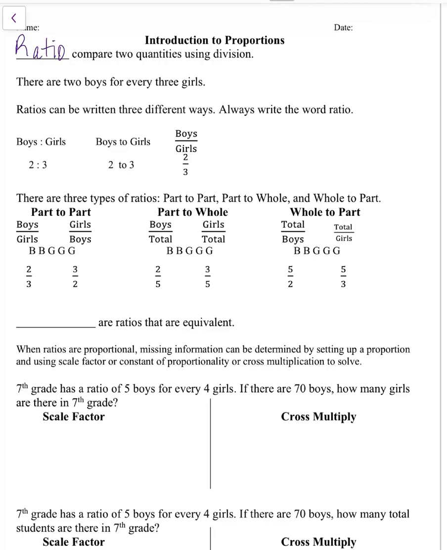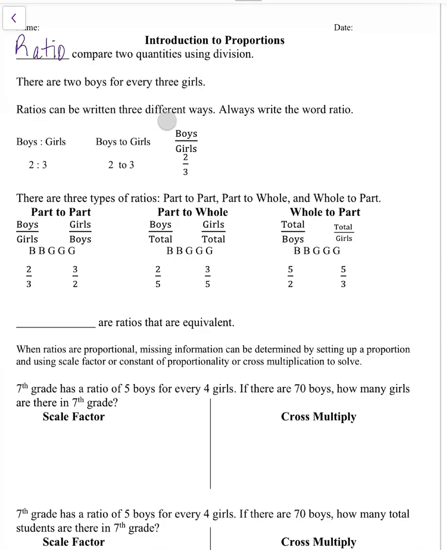All right, so there are 2 boys for every 3 girls. And remember, we're looking at comparing 2 quantities, right? So what we're comparing here are 2 boys and 3 girls. So we're comparing boys and girls.